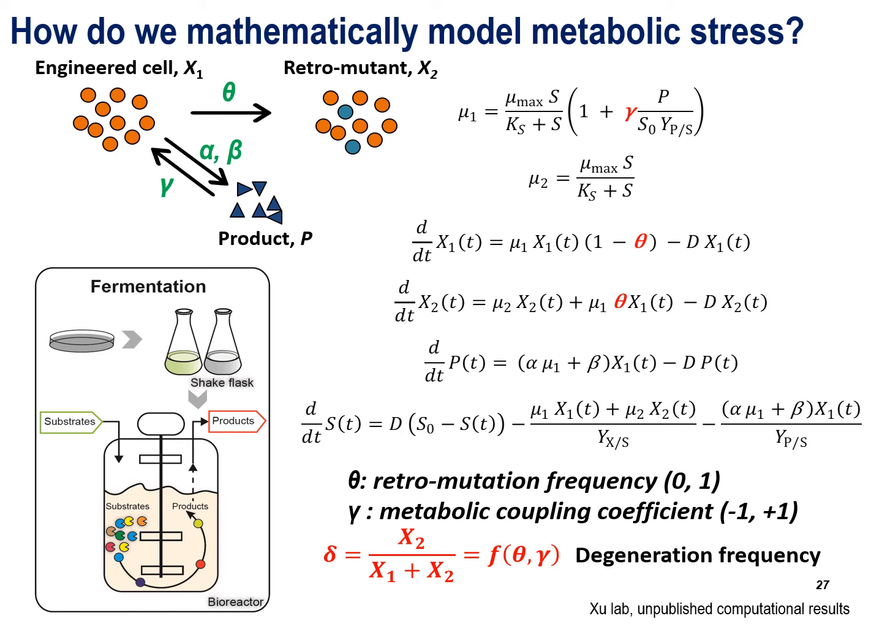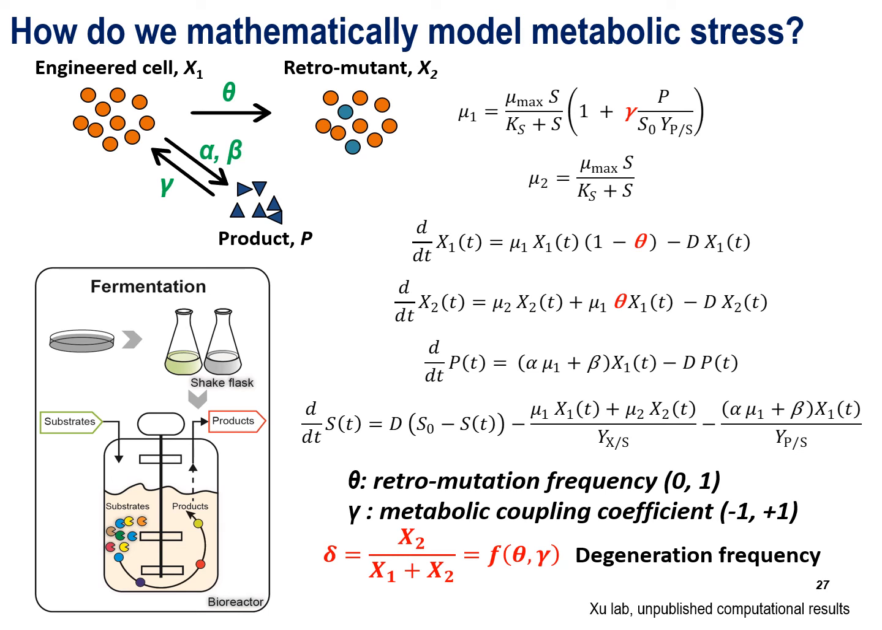We can build the mass balance for the engineered cell X1 and the retro-mutant cell X2. Also, we use the growth-associated and non-growth-associated production. We also build the substrate consumption balance, related to both growth-associated and non-growth-associated terms, and also related to product formation. Eventually, theta is the retro-mutation frequency, which can only take values from 0 to 1, and gamma is the metabolic coupling coefficient, which ideally takes values from -1 to +1.